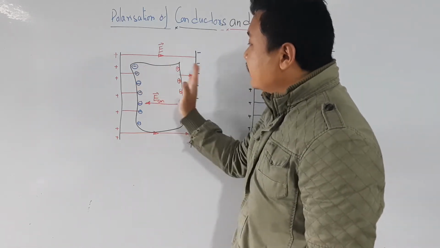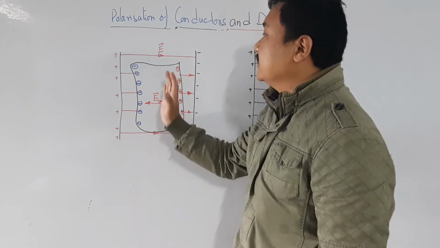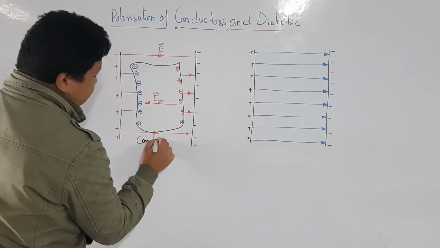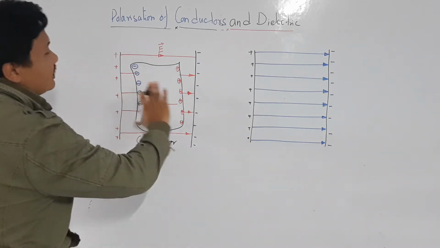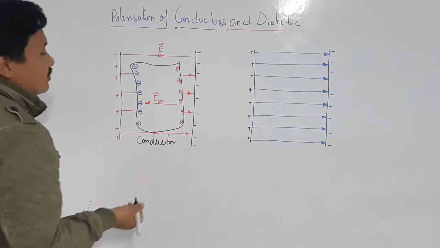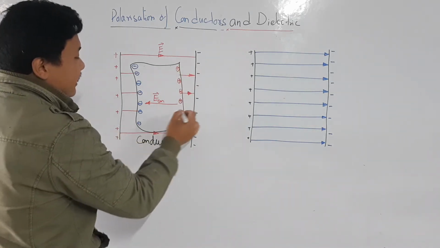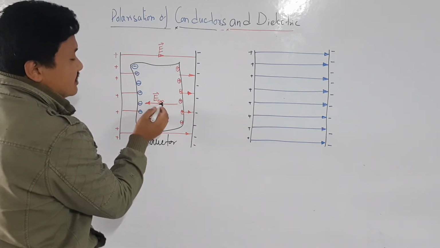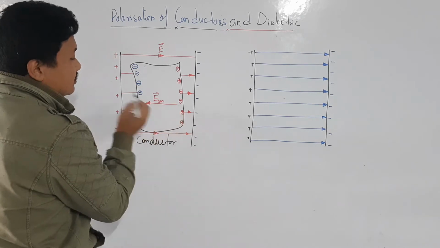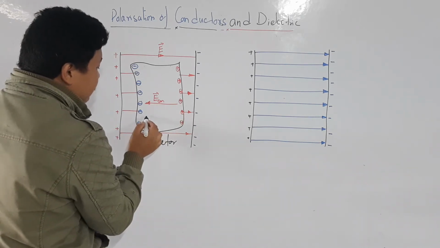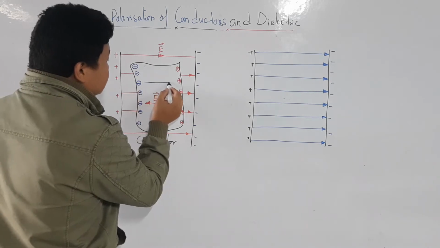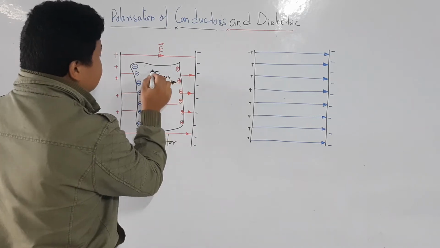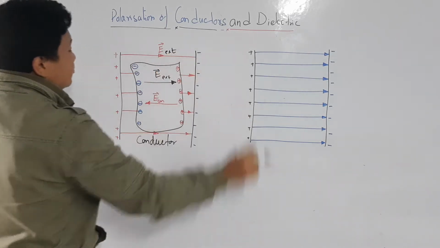Then why are these separated completely? Because in a conductor we have free charges. So they are fully polarized, and because of polarization there is an internal electric field, that is, the electric field inside the conductor from this region to this region. And we again have the external electric field, isn't it? This is E_ext, the external electric field.